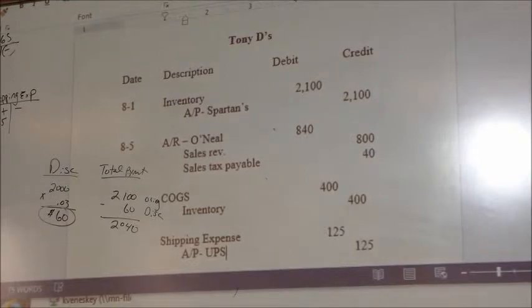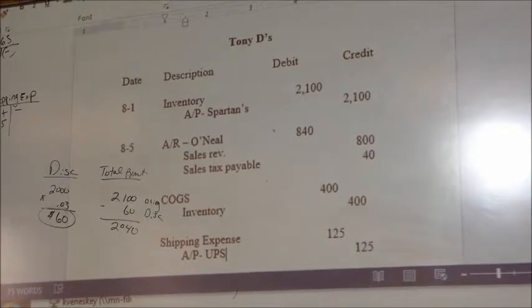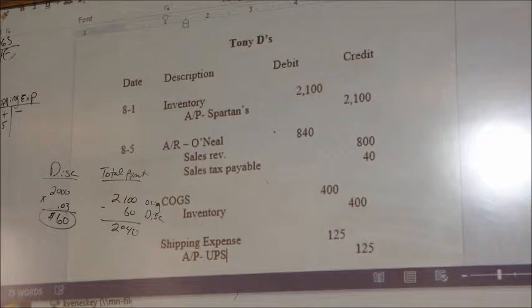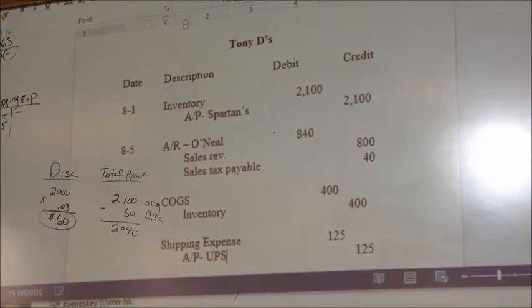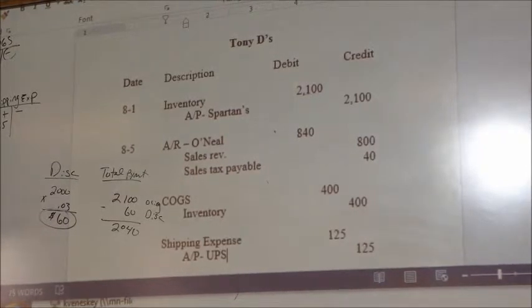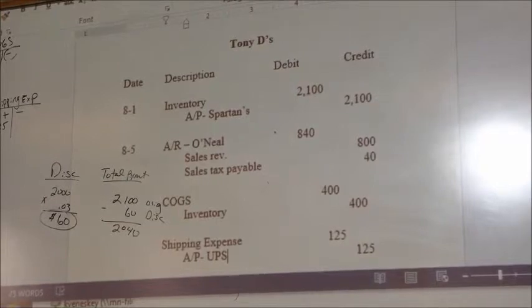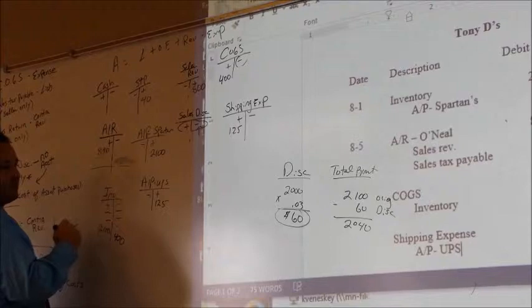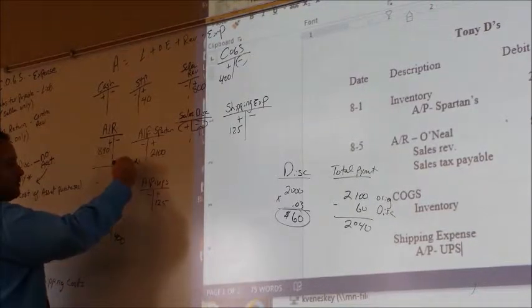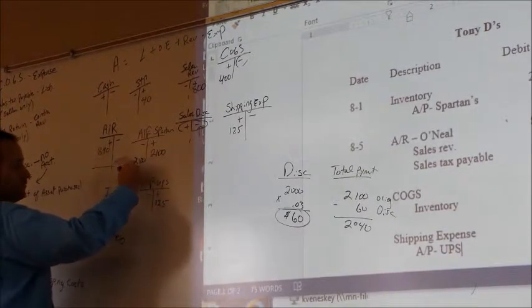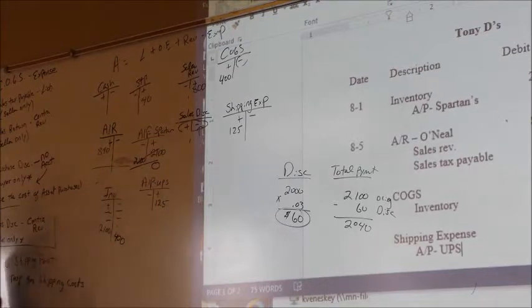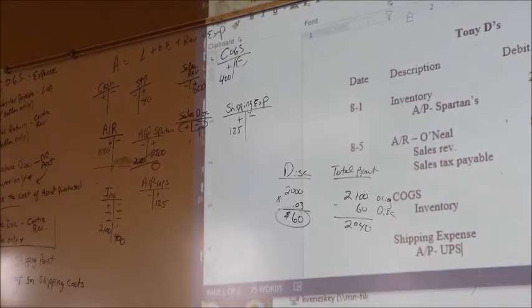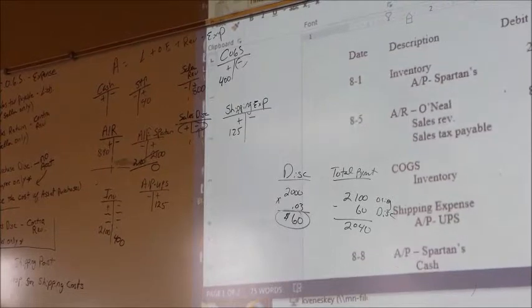On the 8th, ask yourself, when I make a payment, what do I get? You're really good at answering that question on this one. I got a lower accounts payable. Yep, you got it. I got a lower accounts payable for Spartan. What do I need to debit here then? 2,100. I no longer owe Spartan any money.